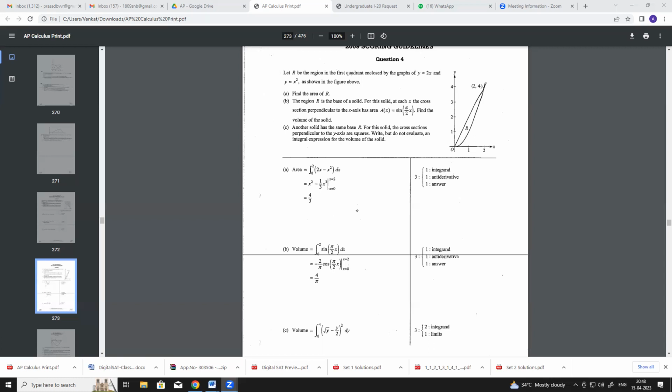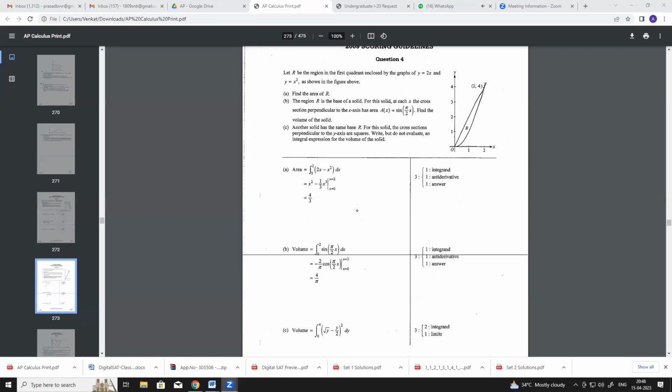Okay, we did this, right? Find the area between the curves. Find the point of intersection: x is equal to 0, x is equal to 2. So the upper curve is y equals x, the lower curve is x square. So the integral from 0 to 2 of x minus x square dx will give you the area.